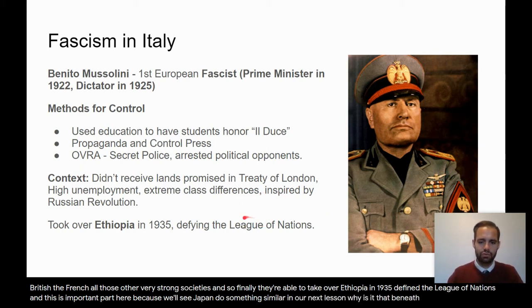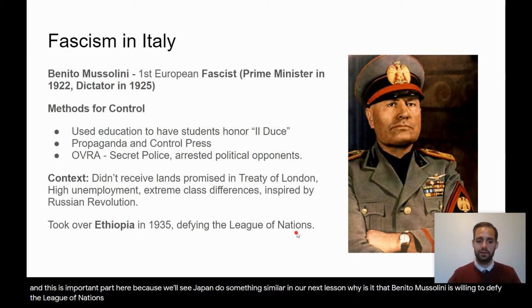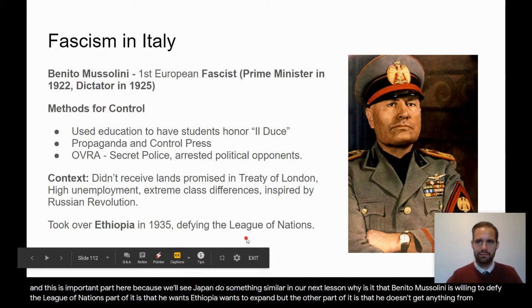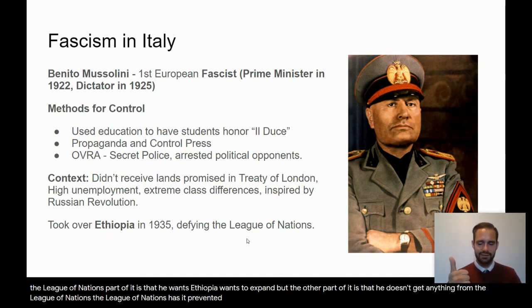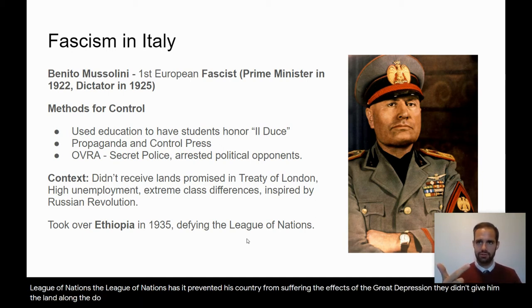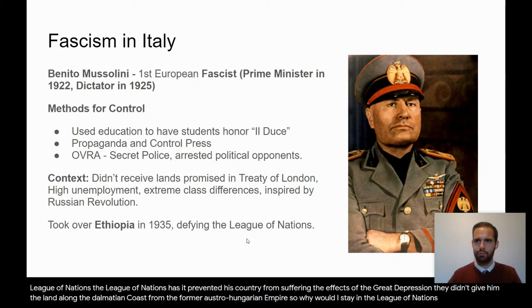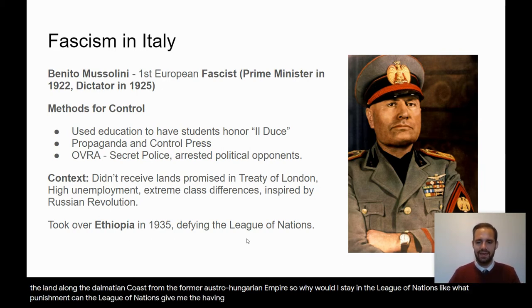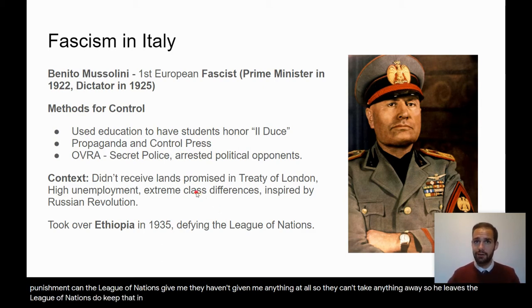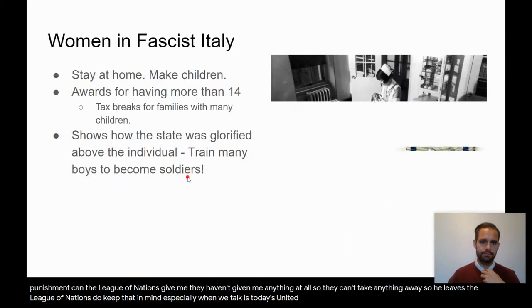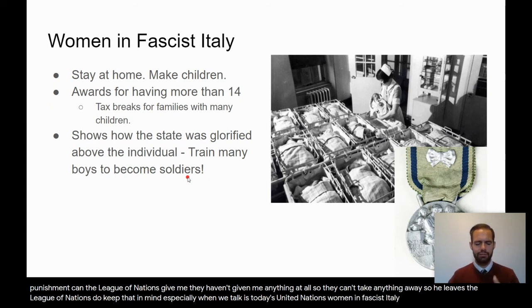Why is it that Benito Mussolini is willing to defy the League of Nations? Part of it is that he wants Ethiopia and wants to expand. But the other part of it is that he doesn't get anything from the League of Nations. The League of Nations hasn't prevented his country from suffering the effects of the Great Depression. It didn't give him the land along the Dalmatian coast from the former Austro-Hungarian Empire. So why would I stay in the League of Nations? What punishment can the League of Nations give me? They haven't given me anything at all, so they can't take anything away. So he leaves the League of Nations. Do keep that in mind, especially when we talk about the successor to the League of Nations, which is today's United Nations.